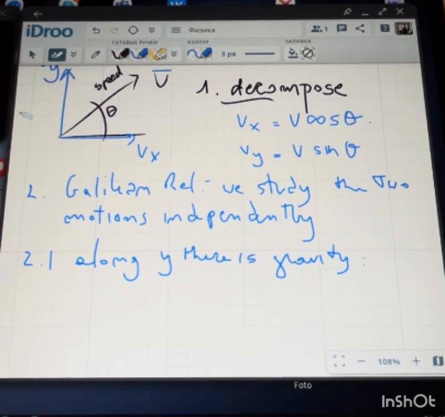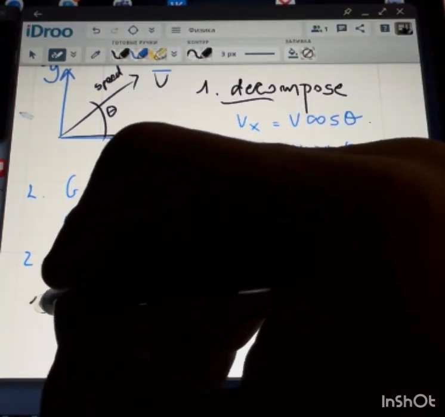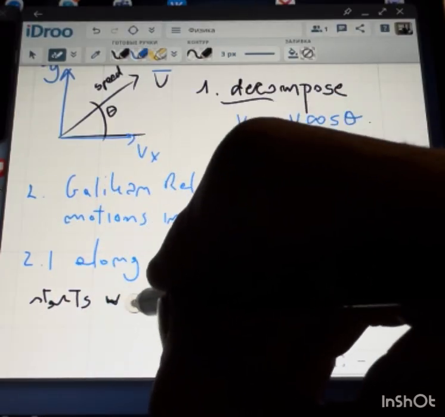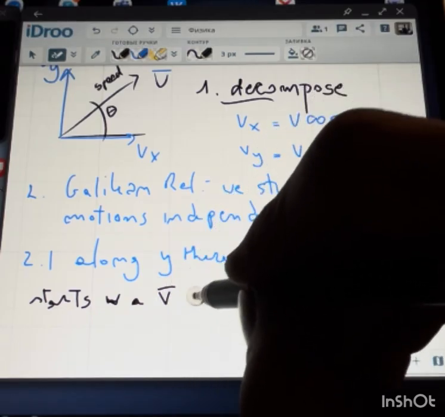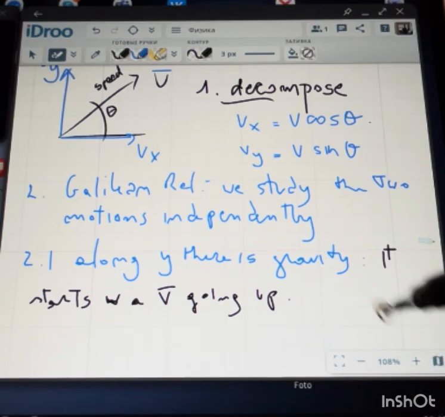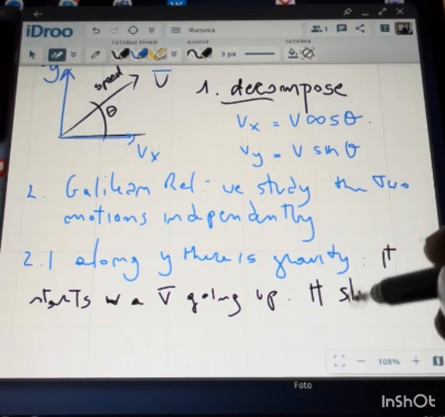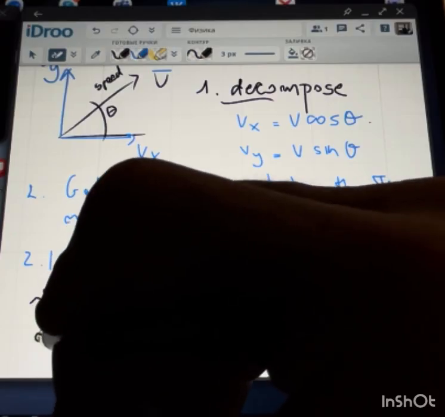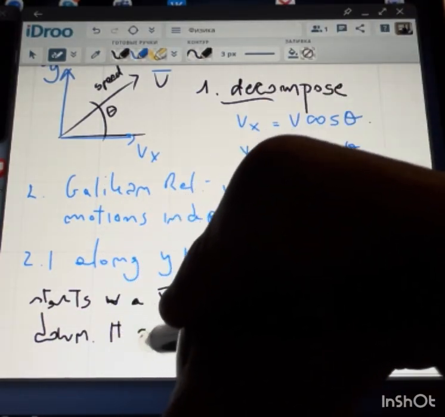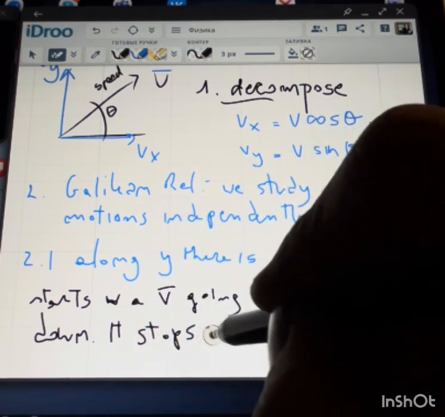I'm confused by what you mean. How do we study it? Okay, let me lecture somewhat and you jump in where needed. So it starts with a velocity going up. Then it slows down. And then what happens? It stops. It stops, yeah. Full stop.